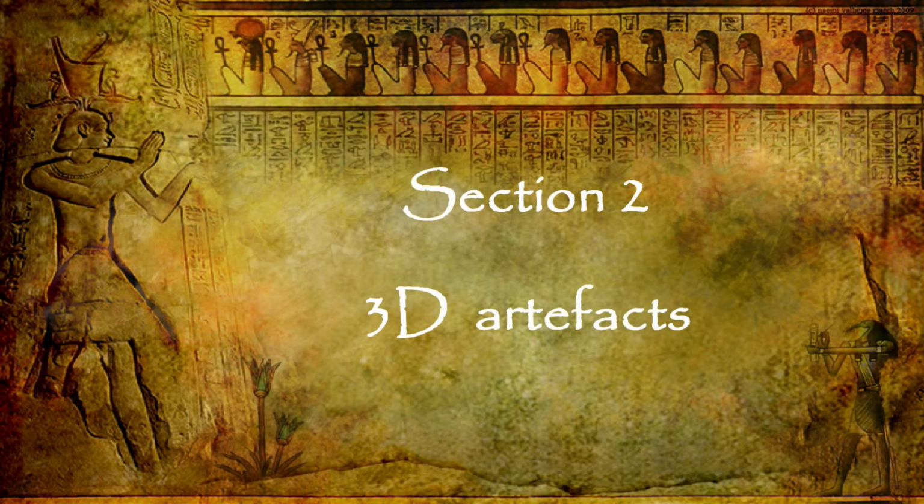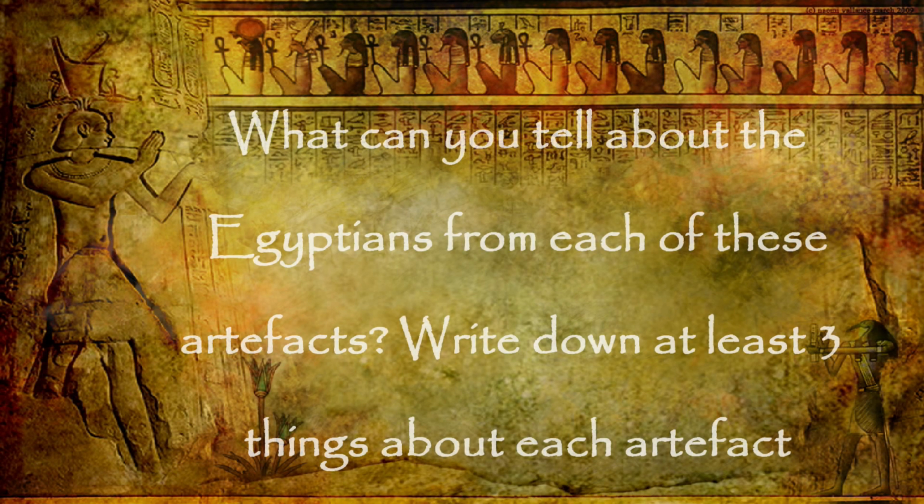Section 2. 3D artifacts. What can you tell about the Egyptians from each of these artifacts? Write down at least 3 things about each artifact.